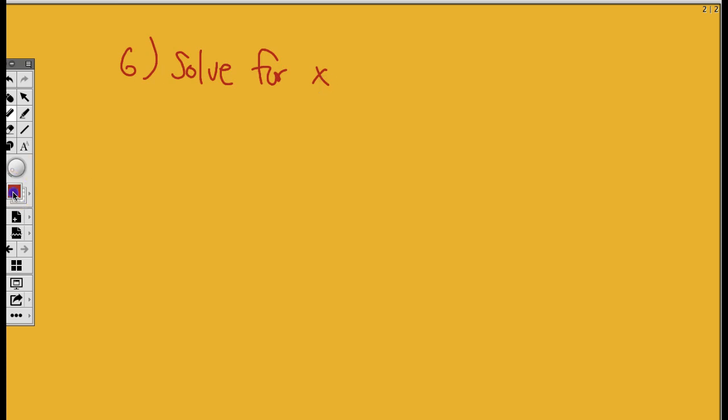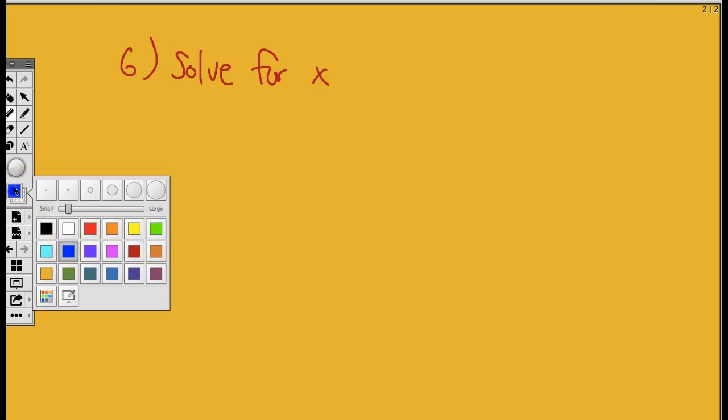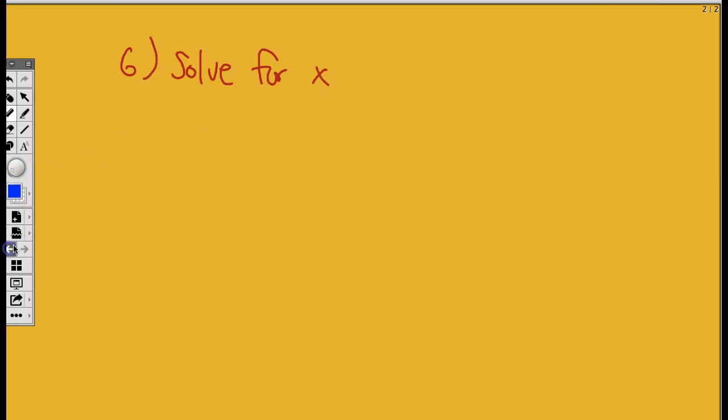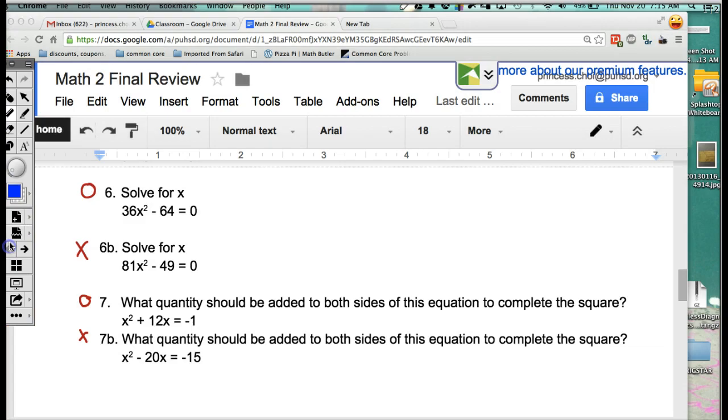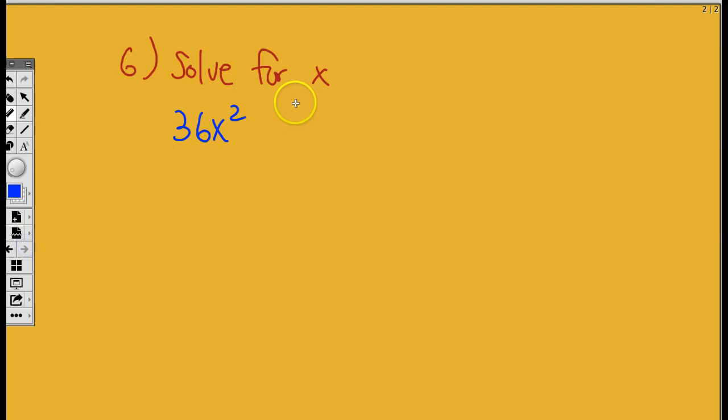I'm not quite sure if you can see this color, so let me change. Okay, and the equation looked like 36x squared minus 64 equals 0. Okay, so what do you want to do when you see something like this? Solve, so you already know that you have to change it so it looks like this.